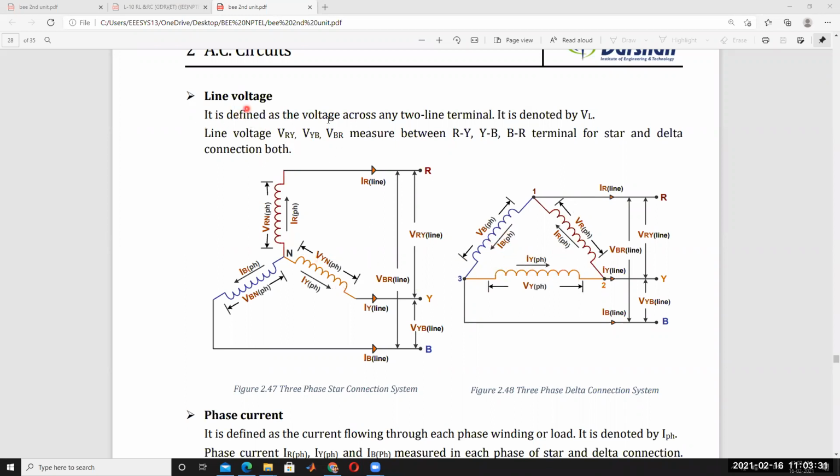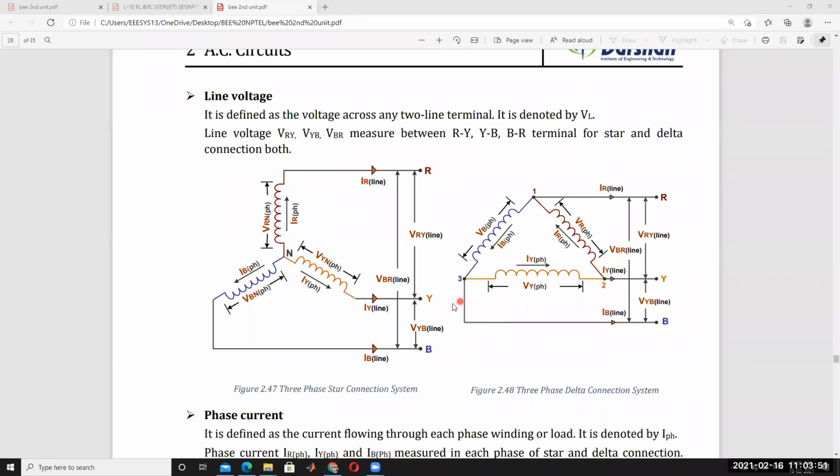Okay, that is called line voltage. It is defined as the voltage across any two line terminals. That's called line voltage. It is denoted by VL. The line voltages are VRY, VYB, and VBR, measured between the RY, YB, and BR terminals, for both star and delta connections.